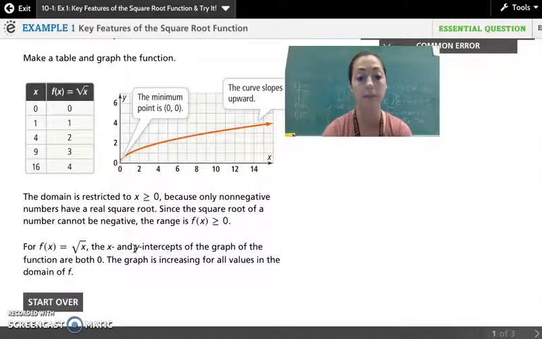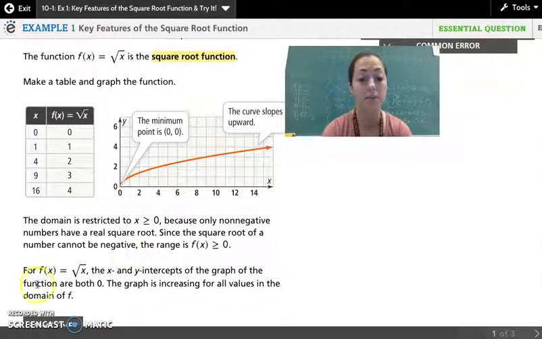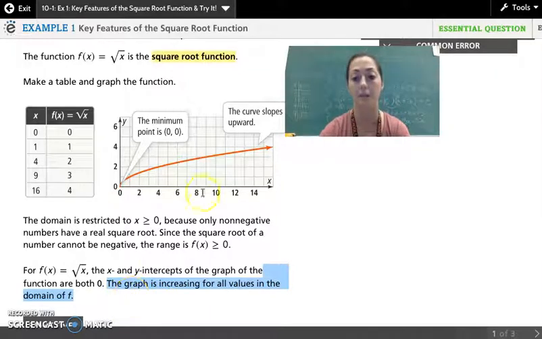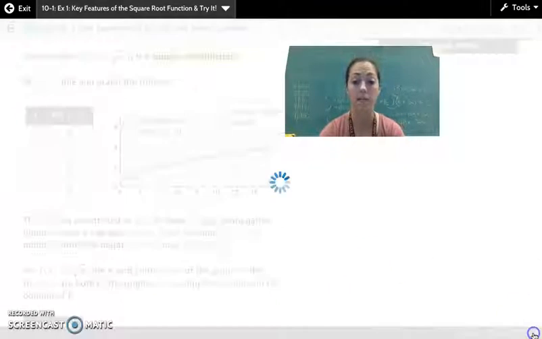All right, because remember this is key features, some other facts about it. The x and y intercepts, they're both 0. The graph is increasing for all values in the domain, so that's where the curve slopes upward. So both of these points in these two sentences, you already wrote those down, so you're good. All right, so let's practice this a little bit. Draw a coordinate plane because you're going to graph this. Make your own table of values.